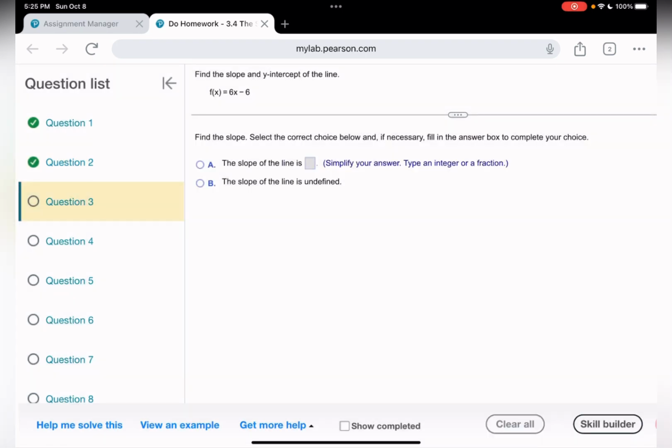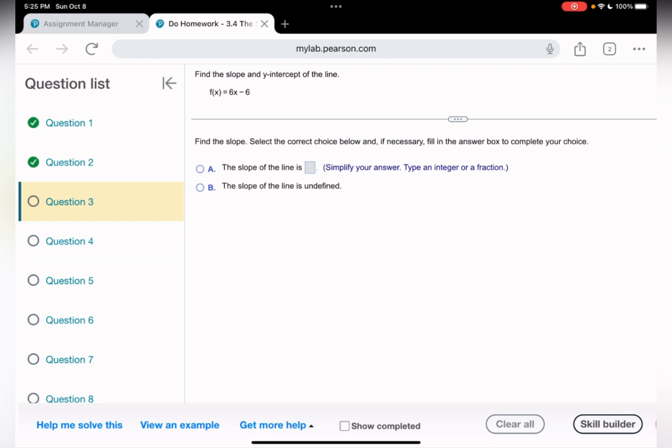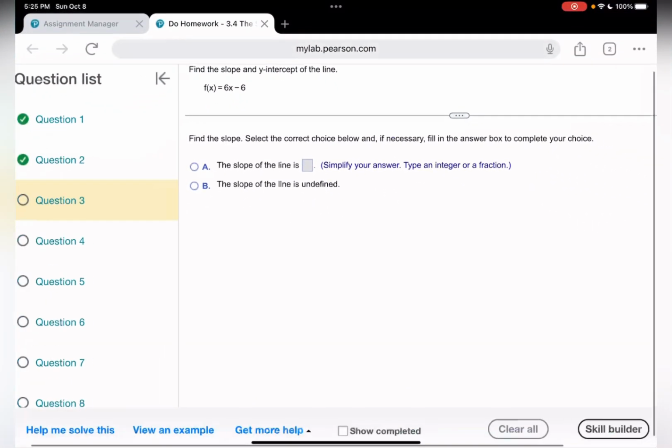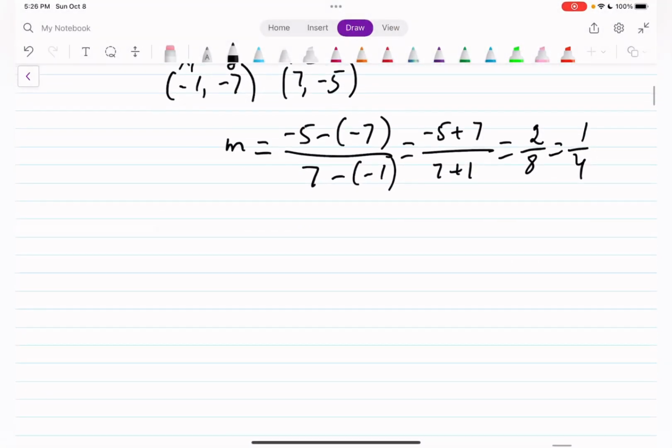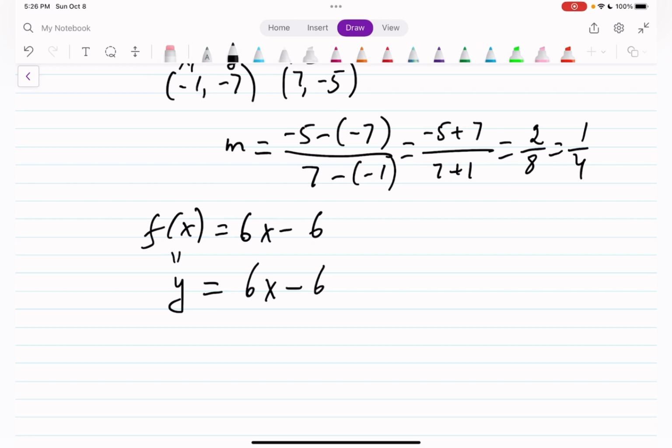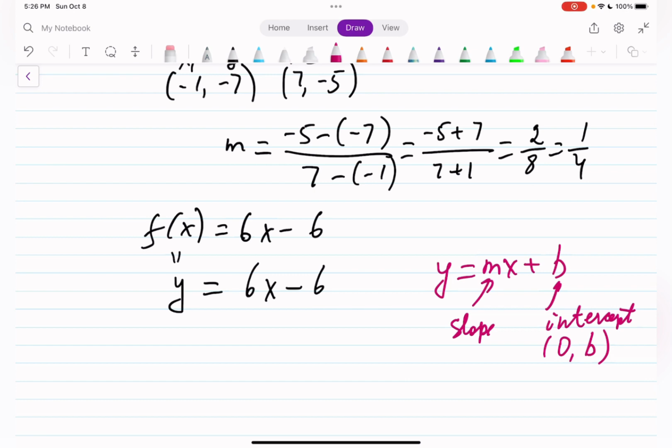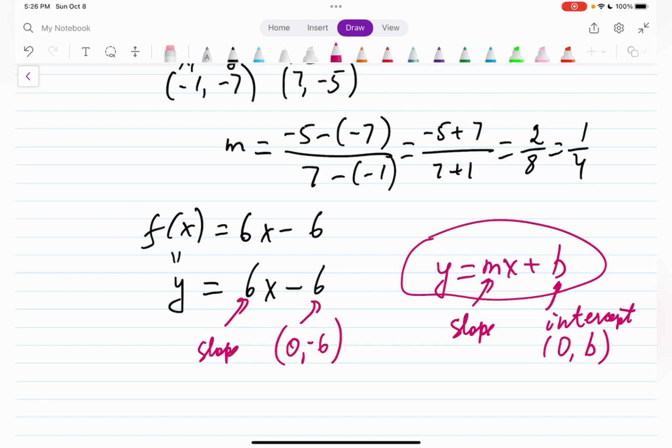Next one, number 3. Find the slope and y-intercept. f of x is equal to 6x minus 6. So f of x is the same thing as y, 6x minus 6. To be able to find the slope, we always have to have the format y is equal to mx plus b, where m is the slope, the coefficient of x, and b is our intercept. We're going to write it in the format of coordinates, which is going to be (0, b). Y is equal to 6x minus 6. It's in this format. So 6 is going to be my slope, and (0, -6) is going to be my intercept.